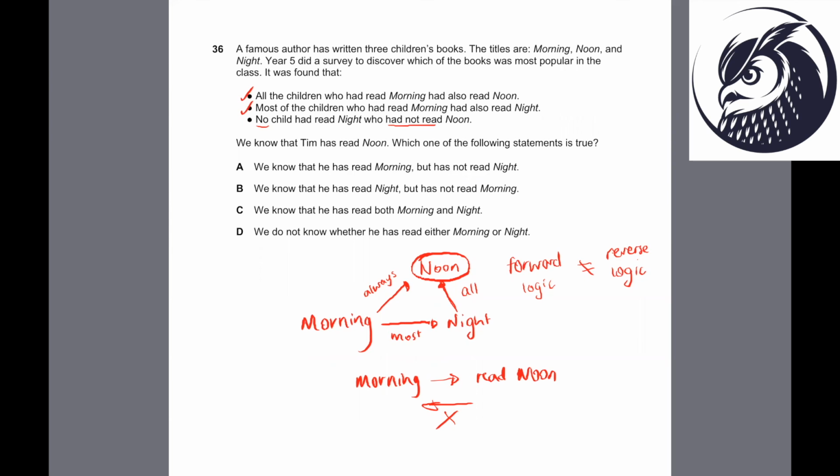Okay, so basically, by telling me that Tim has read noon, according to our diagram, there's not enough information to tell me whether he's read morning or night. So the best answer option that we have to choose here is actually option D, which says we do not know whether he has read either morning or night because we don't know what the backward relationship is. Okay, and that is the way to approach this type of question. And you can see it's a lot easier by actually visualizing it in a diagram.